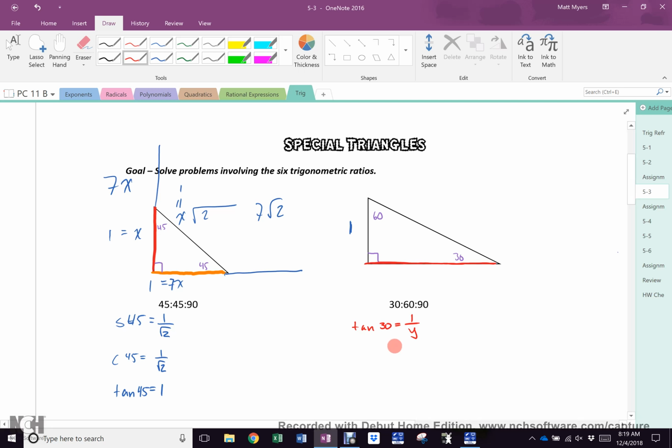Holy crap, you guys. How do I solve for y? Yeah, I know you know. I'm waiting for one of the other 29 people to tell me how to solve for y when there is one division here. 1 divided by tan 30 equals y.